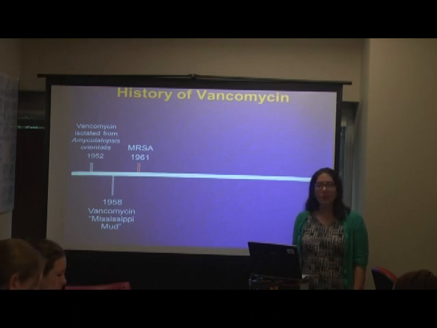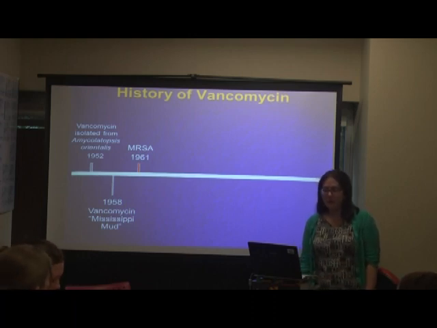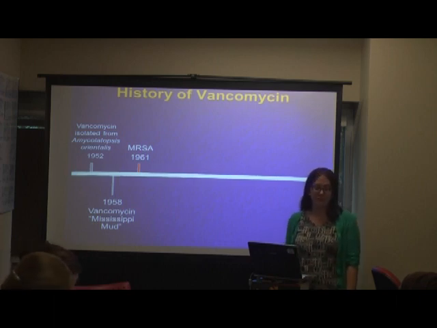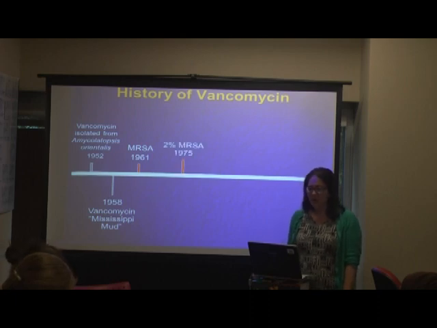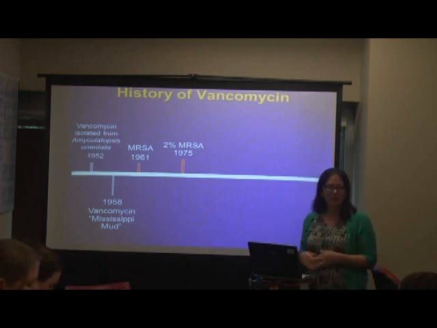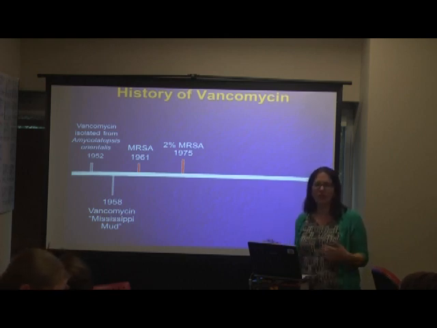In 1961, we first had reports of MRSA. So, as I said, in 1958, methicillin came out, so that was preferred, but now, 3 years later, we are starting to see some methicillin-resistant Staph aureus. In 1975, the prevalence of MRSA is still pretty low, 2%, so we're not seeing a whole lot of use for vancomycin yet. Really, the only patients that it was being reserved for were those with serious infections that had penicillin allergies and couldn't receive methicillin.